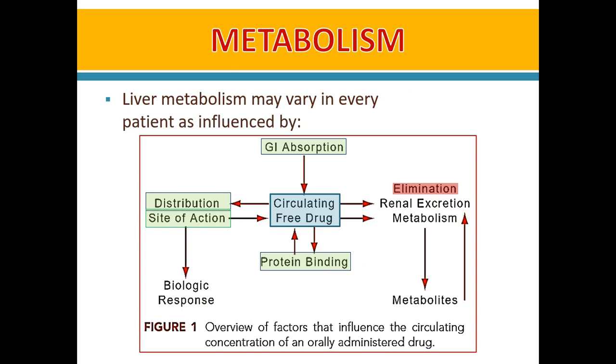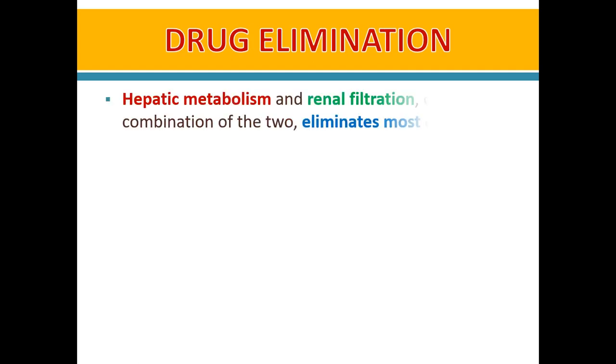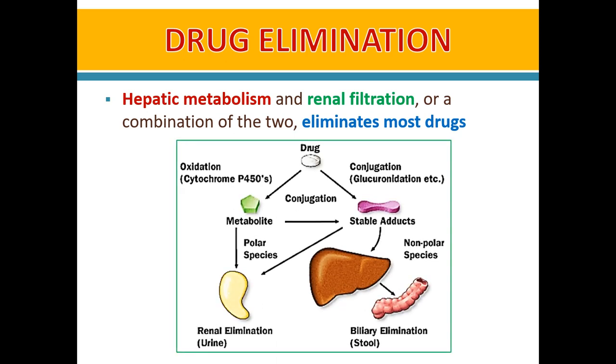So that's the other factor that could affect the circulating free drug, and that is elimination through metabolism. Another factor is elimination through renal excretion. So remember now that hepatic metabolism and renal filtration, or the combination of the two, eliminates most of the drugs. As you can see, the liver may eliminate the drug via biliary elimination through the stool, or via renal elimination through the urine.